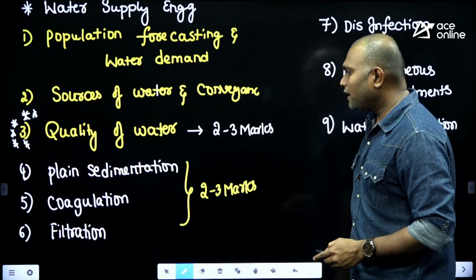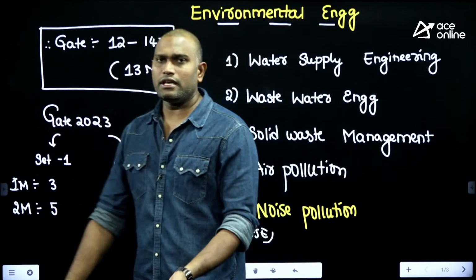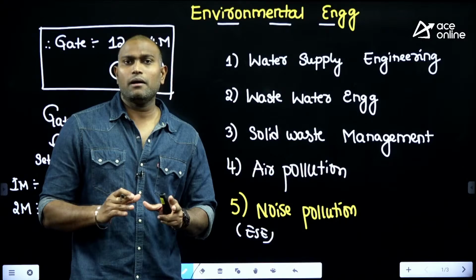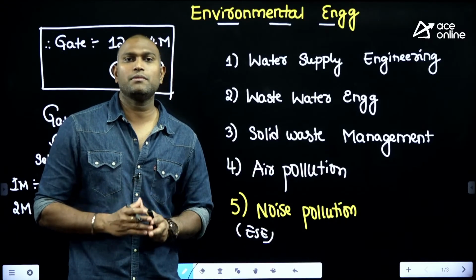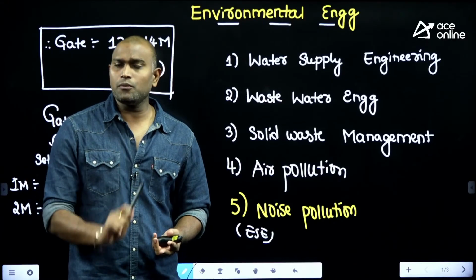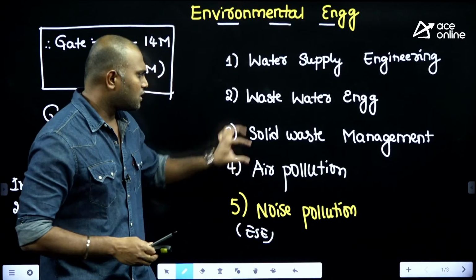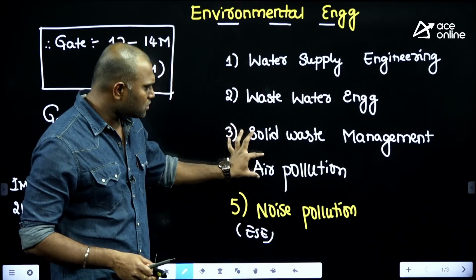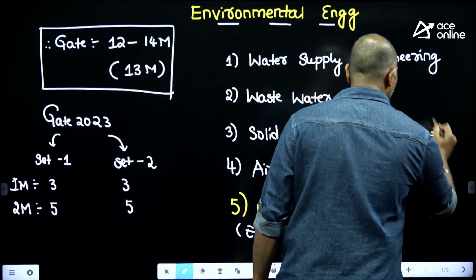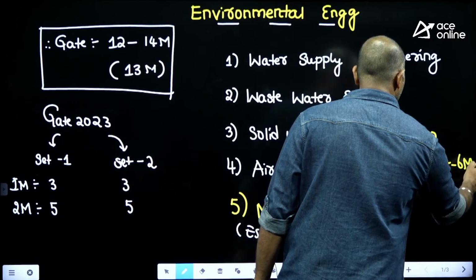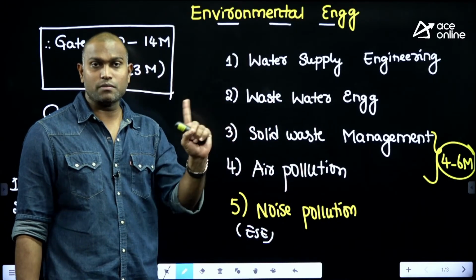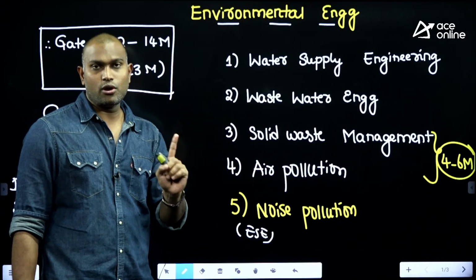Apart from this, in recent times, especially after GATE 2020, the examiners are giving more focus towards solid waste management and air pollution. From GATE 2020 onwards, every year a minimum of 2 marks is coming from solid waste management, and a minimum of 2 marks is coming from air pollution. These 2 topics themselves are going to cover 4 to 6 marks. So you should not neglect the topics.